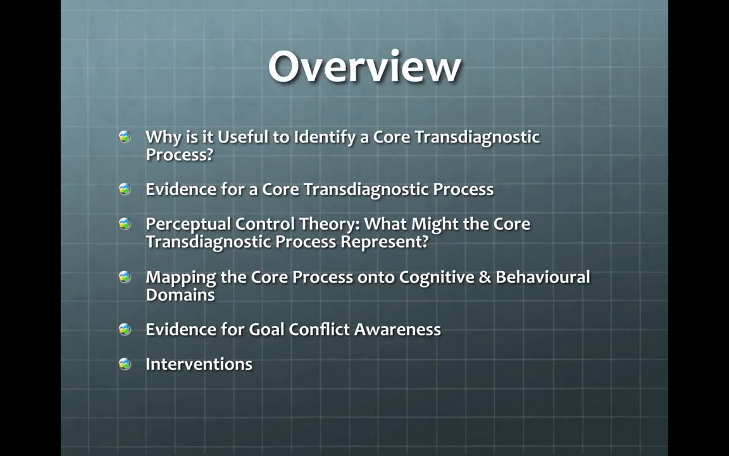Okay, so what am I going to cover? First, why should it be useful to identify a core transdiagnostic process? What is the evidence for it, both in our group and in other groups? And then I introduce Perceptual Control Theory to try and explain what that core transdiagnostic process might be. Then I talk you through how that might be explaining how the familiar cognitive and behavioural processes have their shared effects, and then share with you some evidence around this potential explanation of the core process as goal conflict awareness, which I'll explain in more detail. And then I'll briefly talk about the interventions that we use.